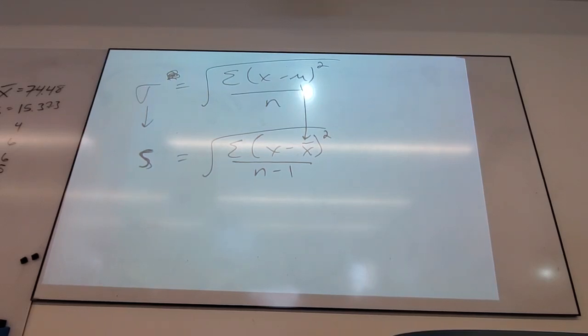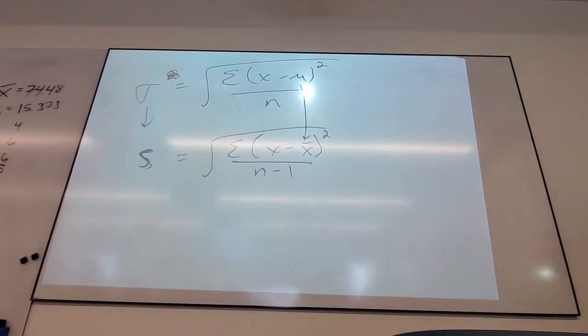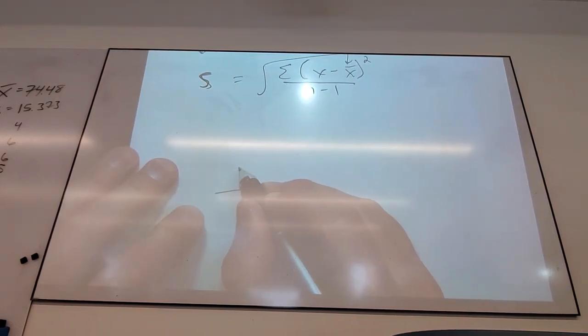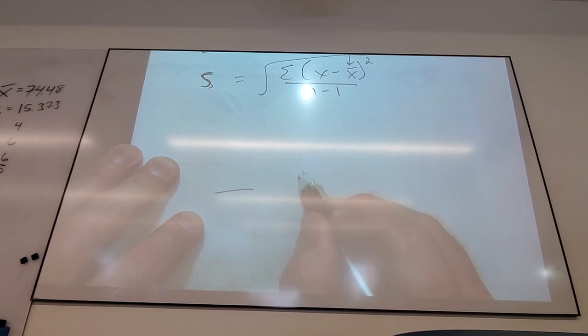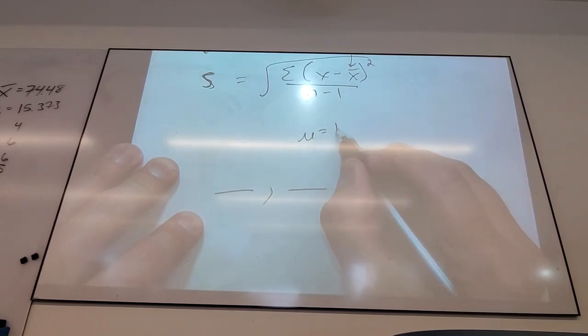Now, a very desperate attempt to explain why it's n minus 1 and not n minus 2 or whatever. So let's say I have a population and I choose 3 numbers from it. And I know the population mean is 10, yes?